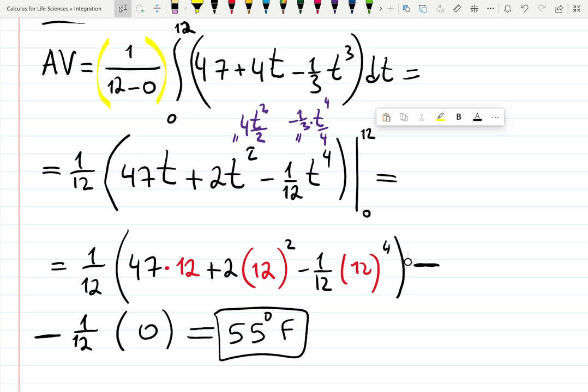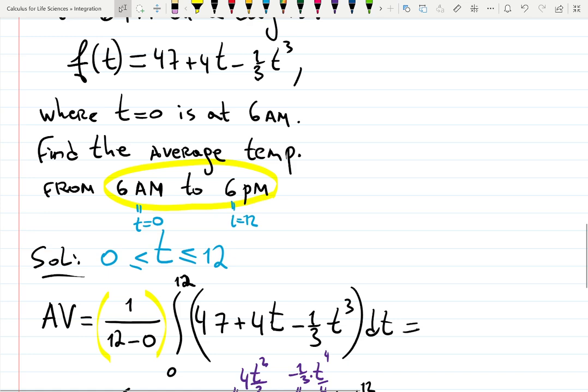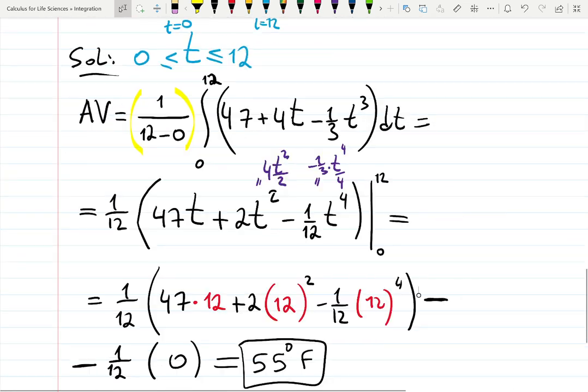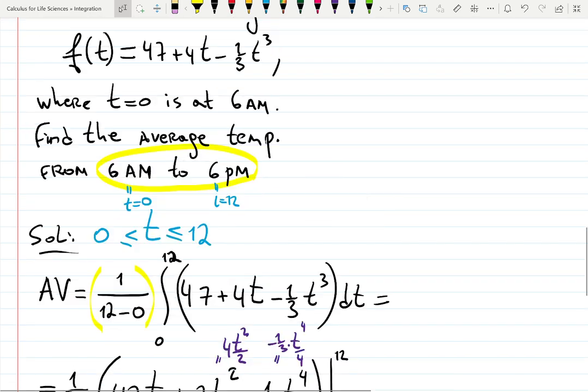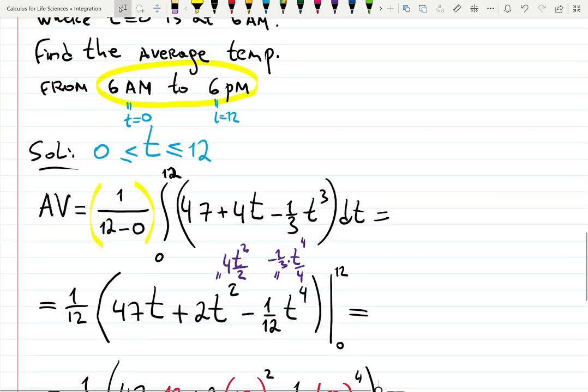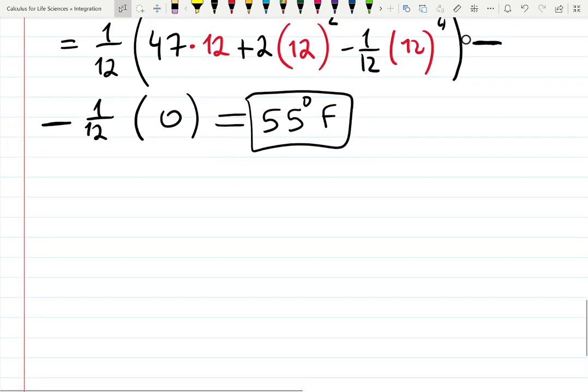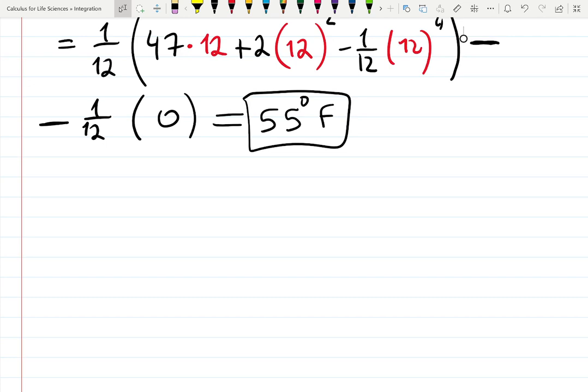47 degrees. It was 47, how do you know? What's the constant? It's this function. At 0, at 6 a.m., t was 0, so it started with 47 degrees, which is chilly. Then at 12, you plug 12 in and you get some kind of number. It will be high. But on average, from 0 to 12, which is from 6 a.m. to 6 p.m., it's 55.